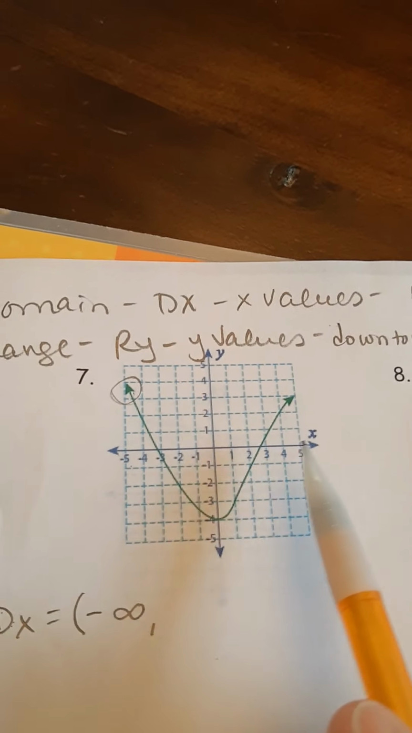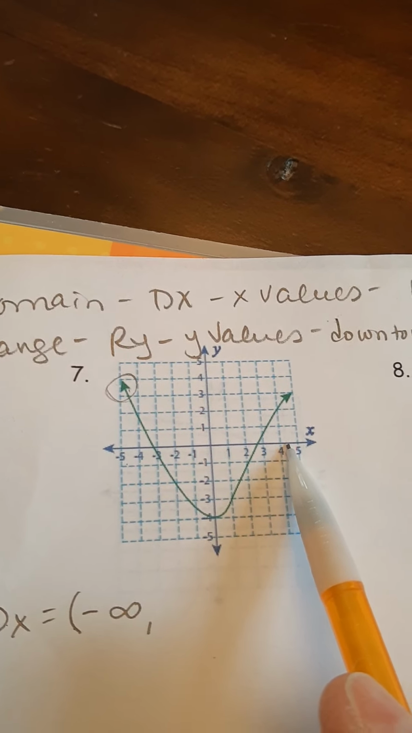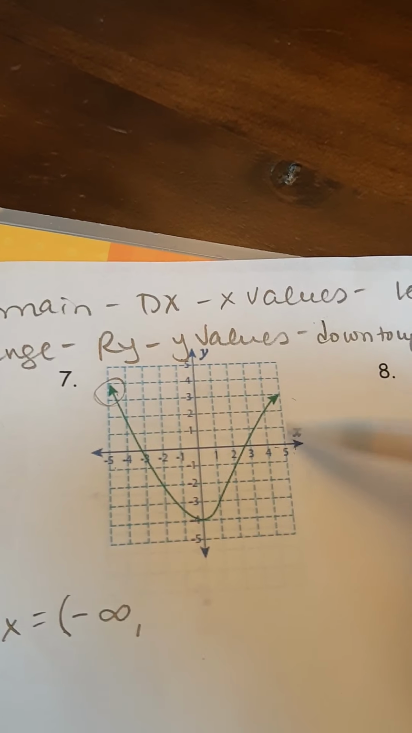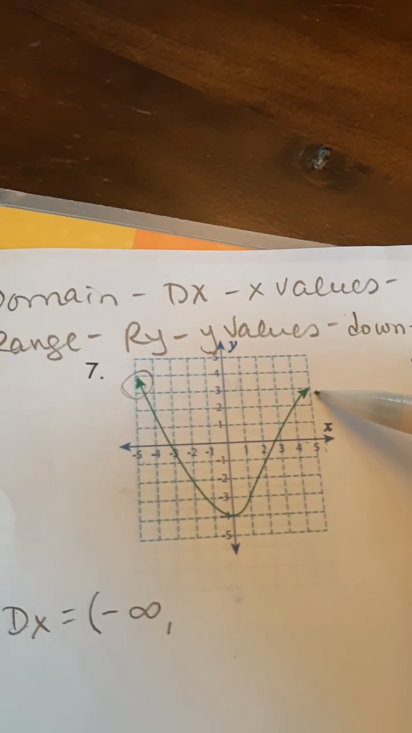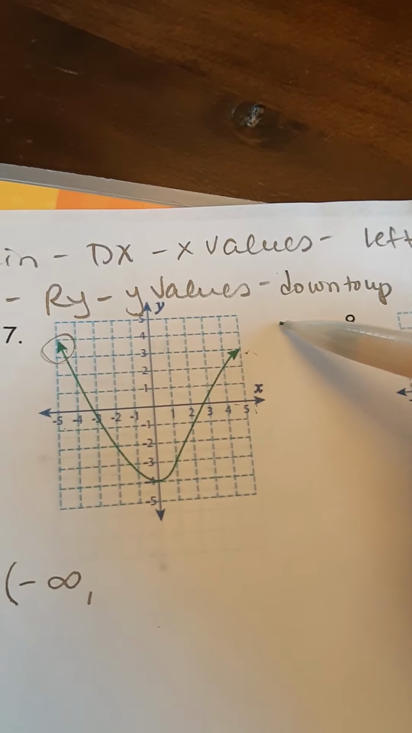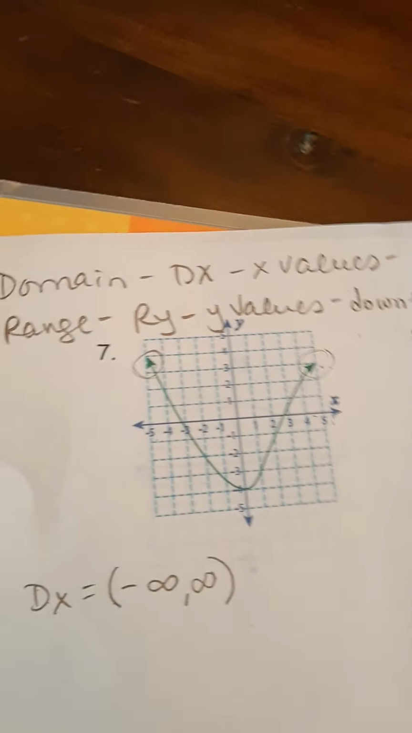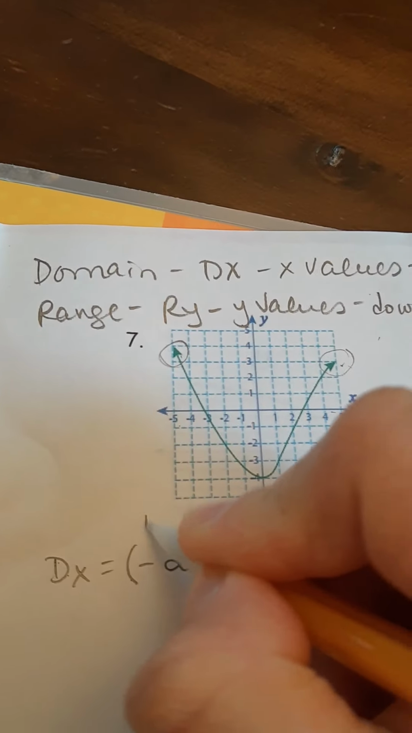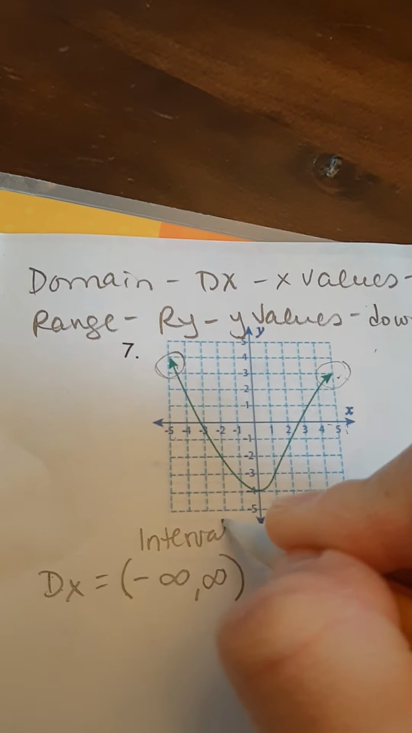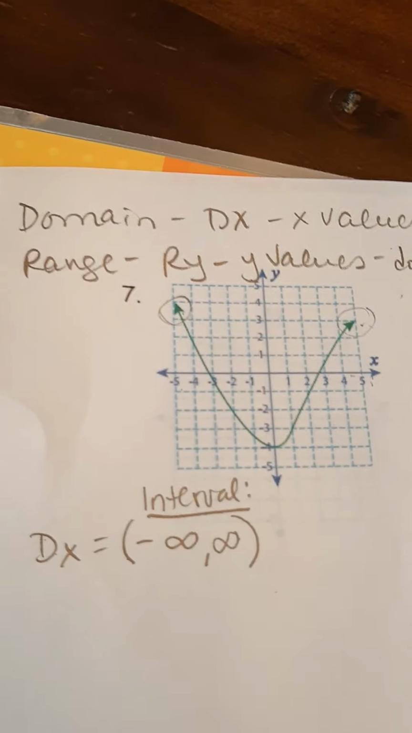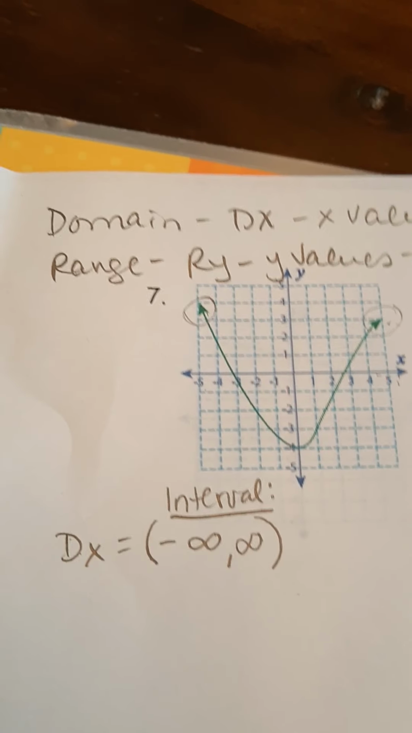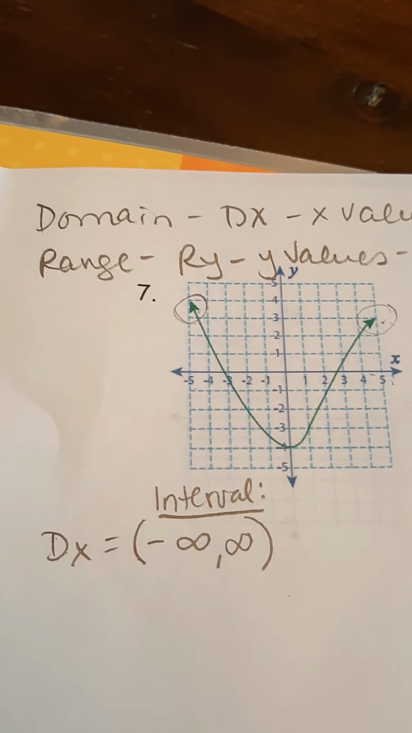And then look at the rightmost point. The rightmost point, again, it's at 5, but there's an arrow there. So that means it's just going and going and going. So that means that's positive infinity. So that is your interval notation with the brackets, the parentheses, the infinities.